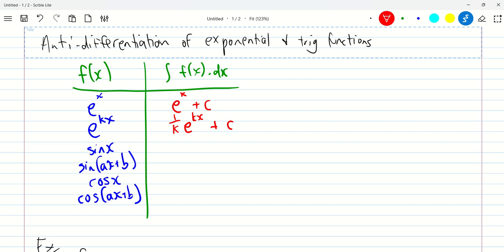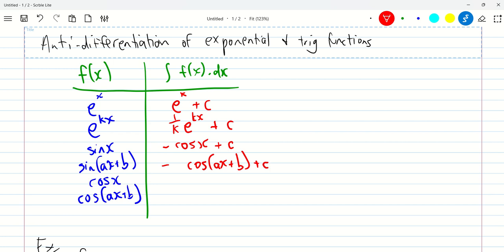Now, sine x. If you remember, sine x goes to cos x, and cos x goes to negative sine x. And so the integral of sine x is negative cos x. You'll see why that's the case. So negative cos x plus c. Great. And what about if you've got a linear expression within the sine function, so sine of ax plus b? It's still the same thing. So you've still got this negative and then cos of ax plus b plus c.